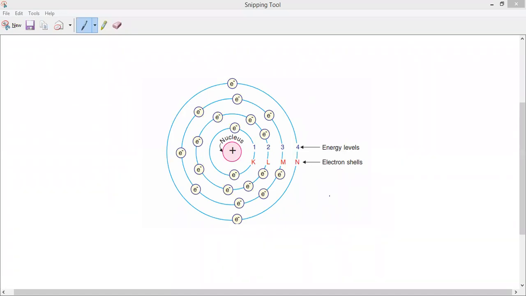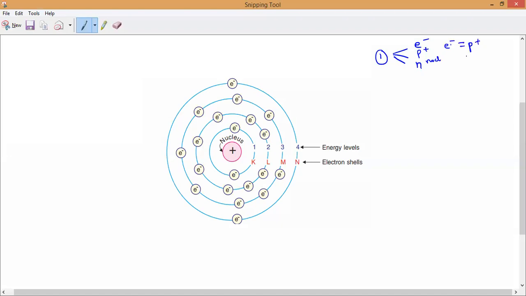Now, can anybody say what is the first point of Niels Bohr? Please respond. An atom is made up of 3 subatomic particles: electrons, protons, and neutrons. Electrons are negatively charged, protons are positively charged, and neutrons have no charge, they are neutral. The number of electrons is equal to the number of protons, and because of this the atom is electrically stable, electrically neutral. That is the first point.